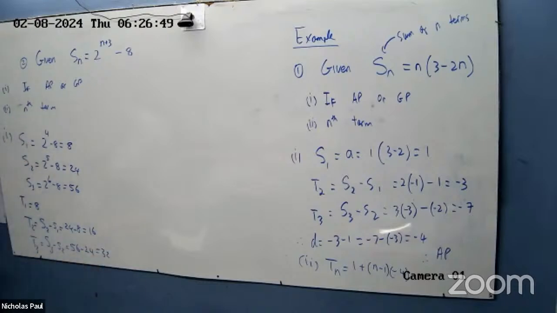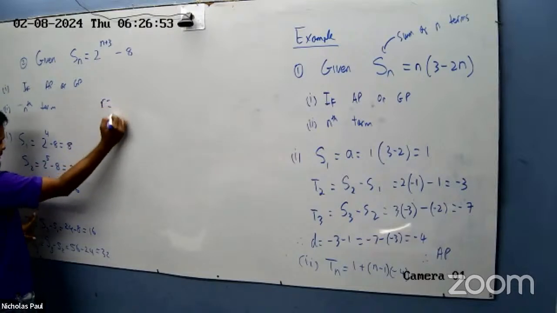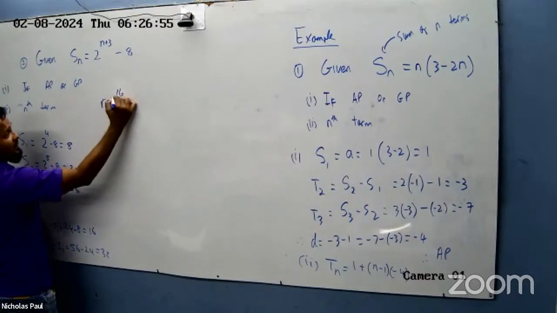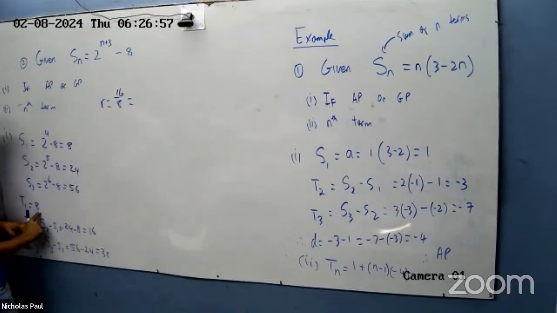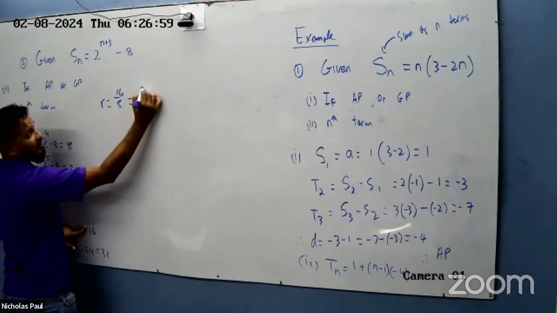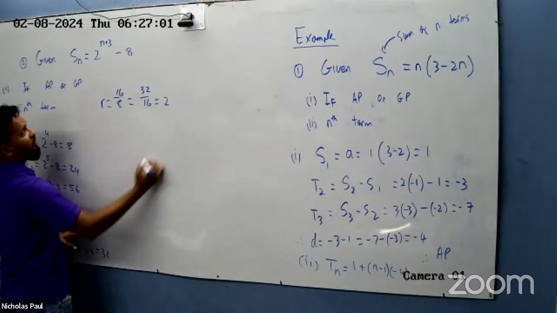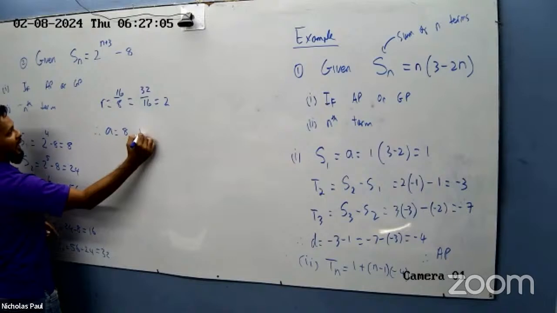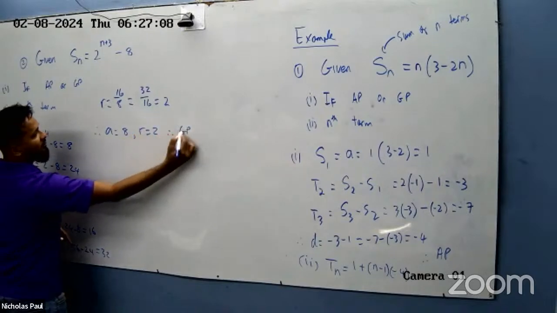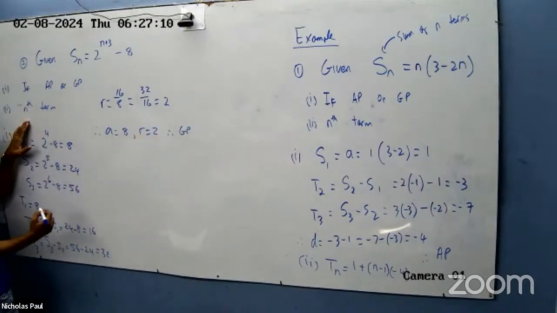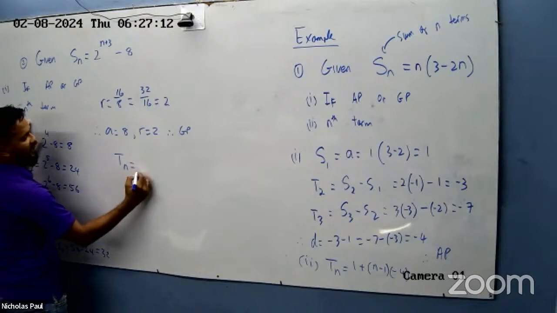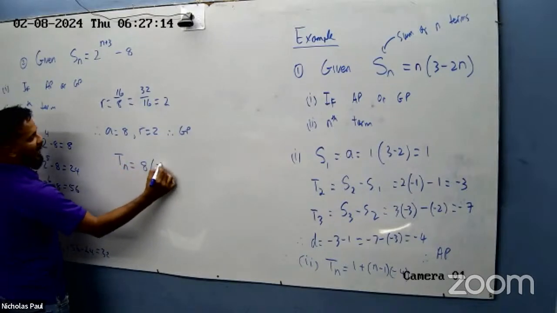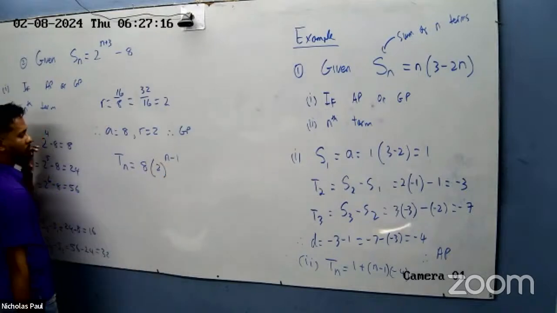How is it looking? AP or GP? It's looking like a GP. So R is equal to 16 divided by 8, 32 divided by 16, and they both give you 2. So therefore A is equal to 8, R is equal to 2, therefore it's a GP. They want the nth term, so Tn is equal to A by R to the n minus 1.